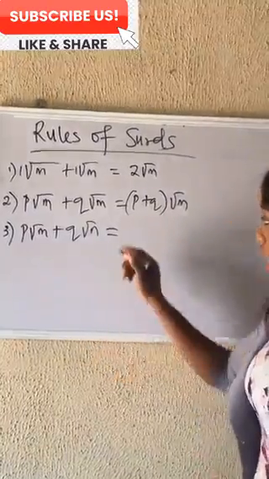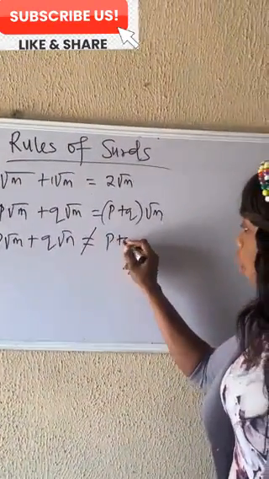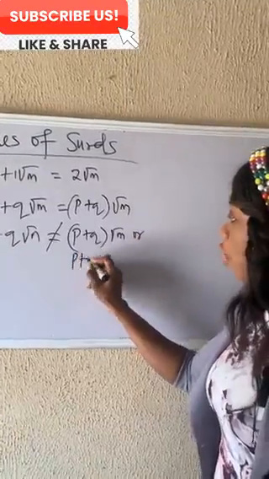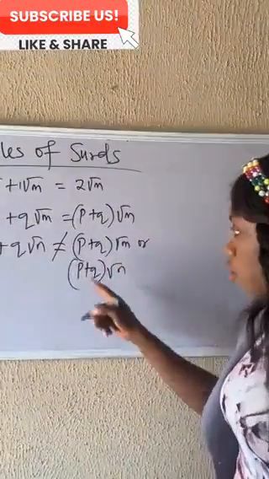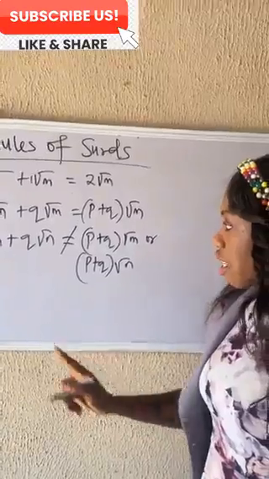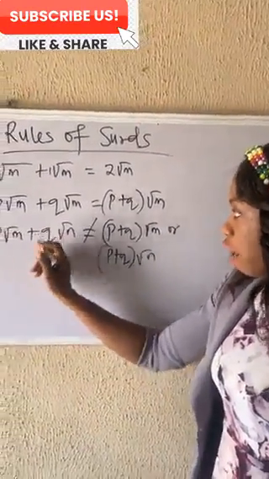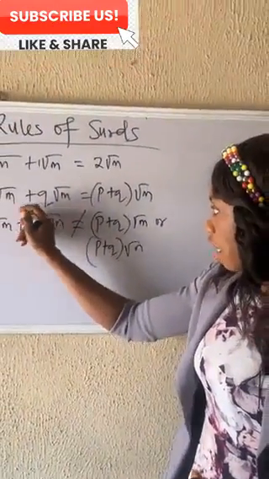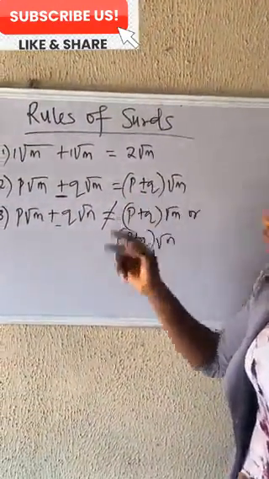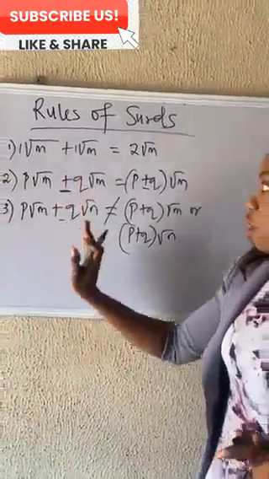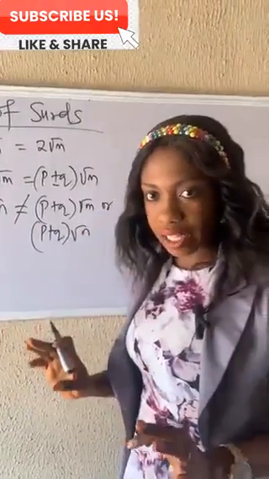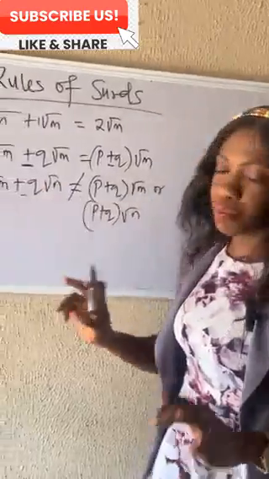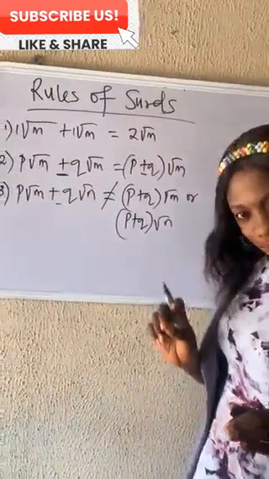So in this case, this cannot give us p plus q surd m. Or some students can say p plus q surd n. No, they are not the same. The reason is that their surds are not the same. And because you cannot add, you cannot also subtract. Likewise here, you can also do the same for subtraction. So what we are saying is, whenever we have the same surds, we add. Whenever we have the same surds, we subtract. But if they are different surds, please don't add, please don't subtract.